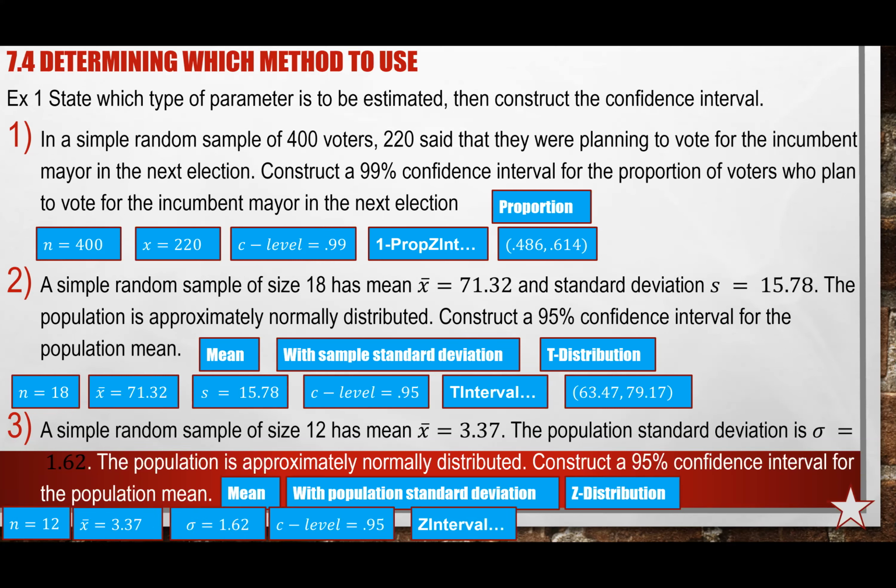And again, the only thing different here is instead of using the T interval, option number 8 in your calculator, we use the Z interval, which is option number 7, which is your feature for the Z interval. And if you type in the correct numbers, your confidence interval should be 2.45 and 4.26. Okay, so this is what we need.